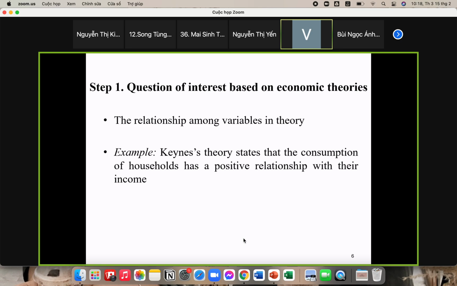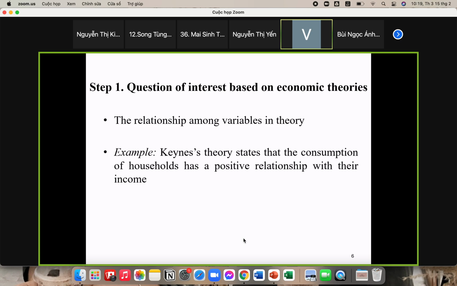For example, in microeconomics, you study the theories of Keynes. Keynes is a very famous English economist, and hundreds of years ago, when he observed the households in England, he had a statement like this: the consumption of households has a positive relationship with their income. So now you want to test this theory in the present time and in the case of Vietnam. You want to see if this theory is still right in Vietnam at present.